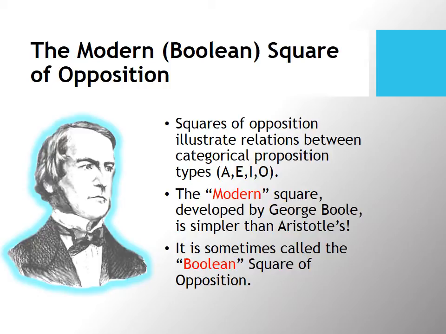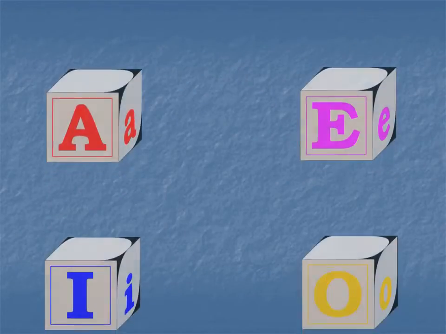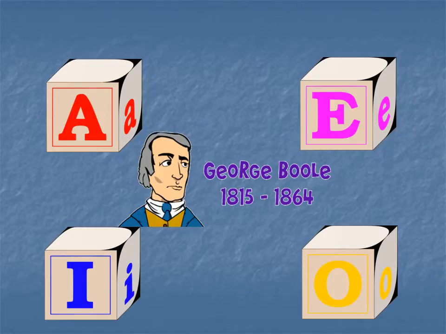So what squares of opposition do is they illustrate relations between categorical propositions, that's our A's, E's, I's, and O's. The first square that we are going to study is called the Boolean square of opposition, or alternatively the modern square of opposition. So for the time being, let's bring in our A's, E's, I's, and O's and take a closer look at what George Boole contributed to logic.